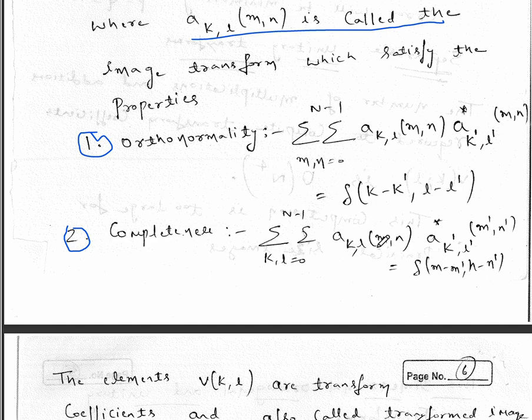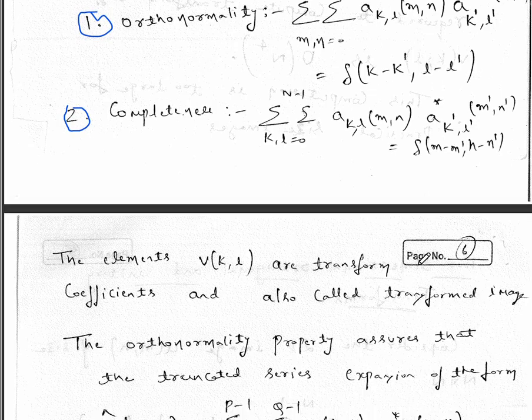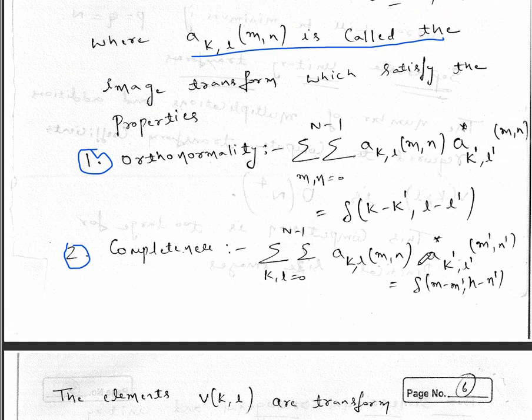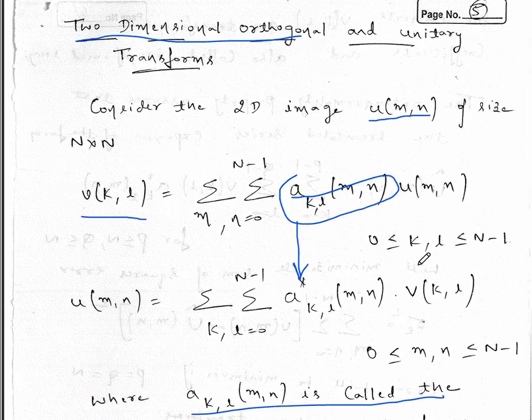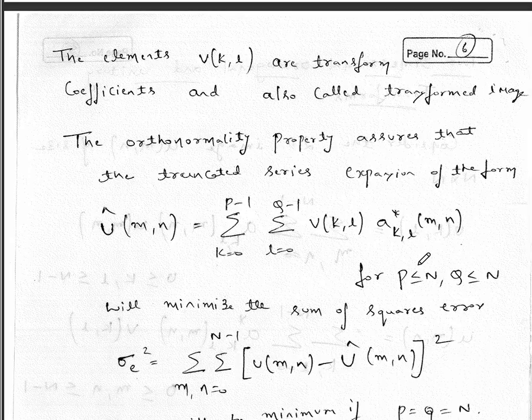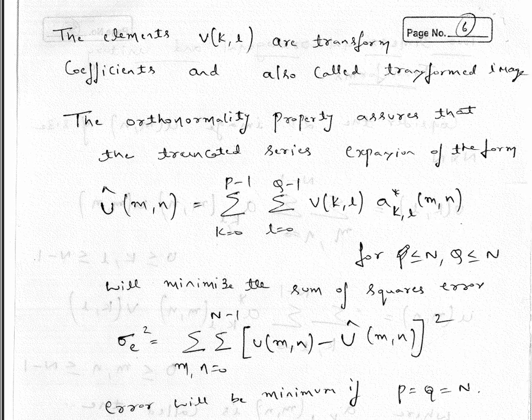So here we have a_{k,l}(m,n) and a*_{k,l}(m',n'). It is represented by sigma of (m−m', n−n'). So this is how you represent the two-dimensional orthogonal and unitary transform, and it is further represented in terms of their transform coefficient, also called the transformed image.